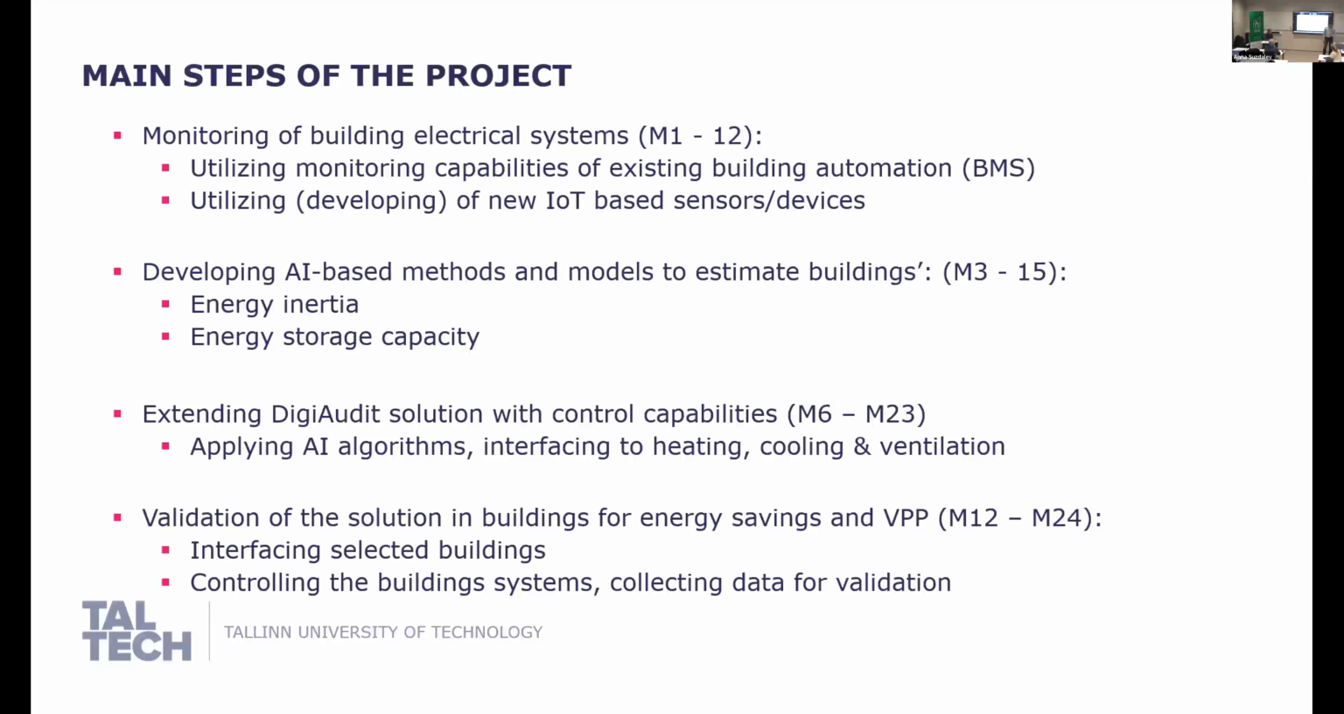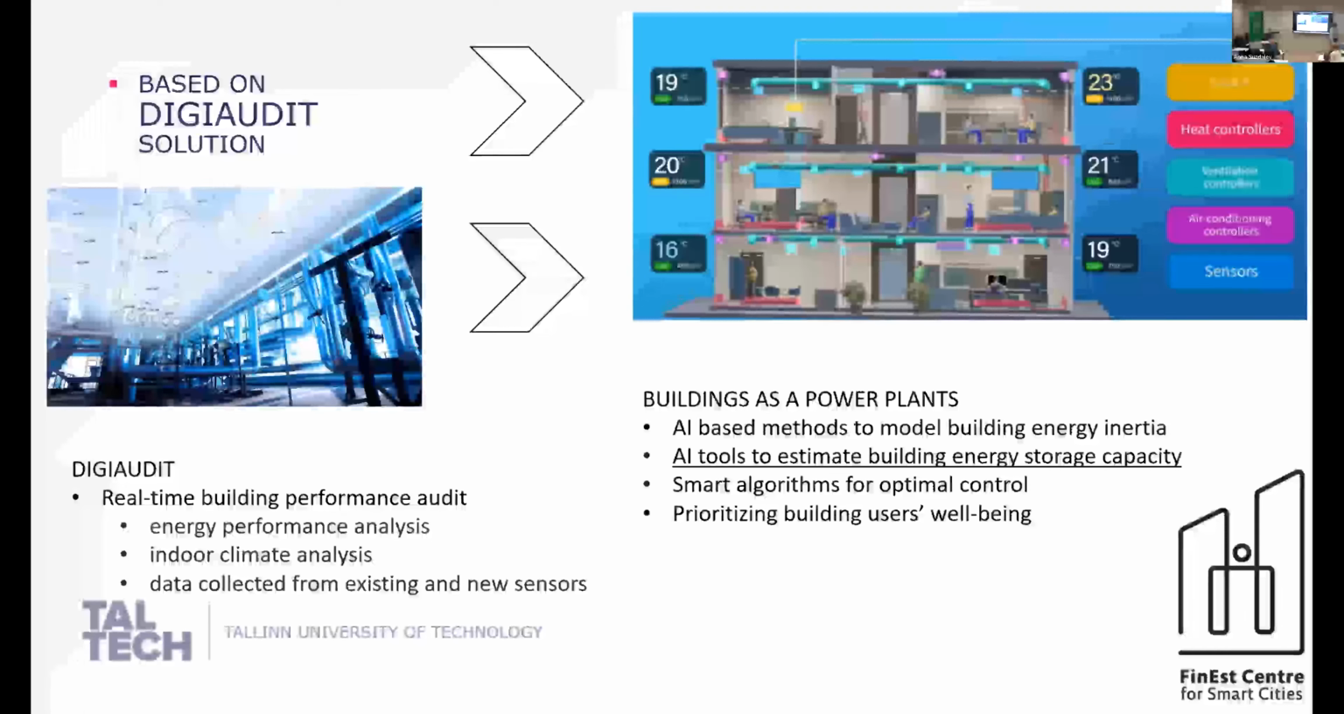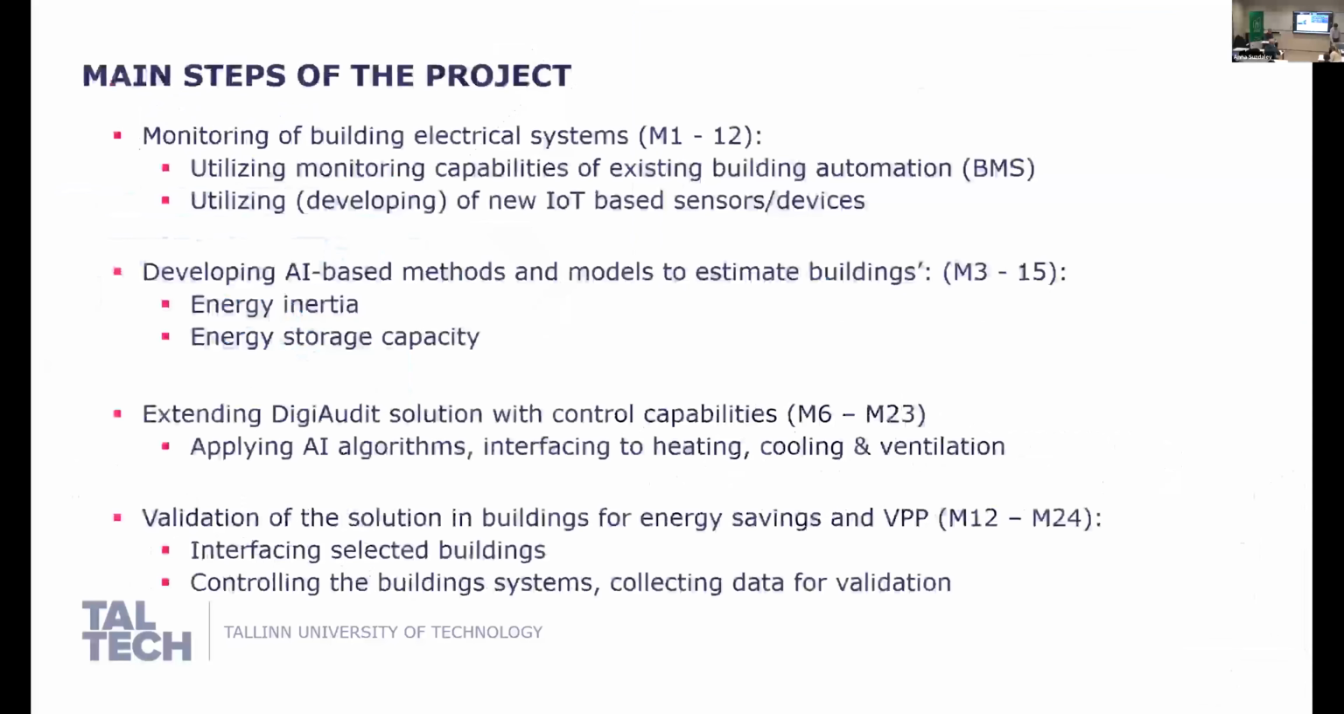So the main steps of the project would be, firstly, monitoring the building electrical systems, in most cases utilizing the monitoring capabilities of existing building automation. Secondly, developing AI-based methods and models to estimate buildings' energy inertia and energy storage capacity. Thirdly, we intend to extend the DigiAudit solution with control capabilities. On the last slide, I also showed the DigiAudit platform, which we intend to use as a stepping stone.